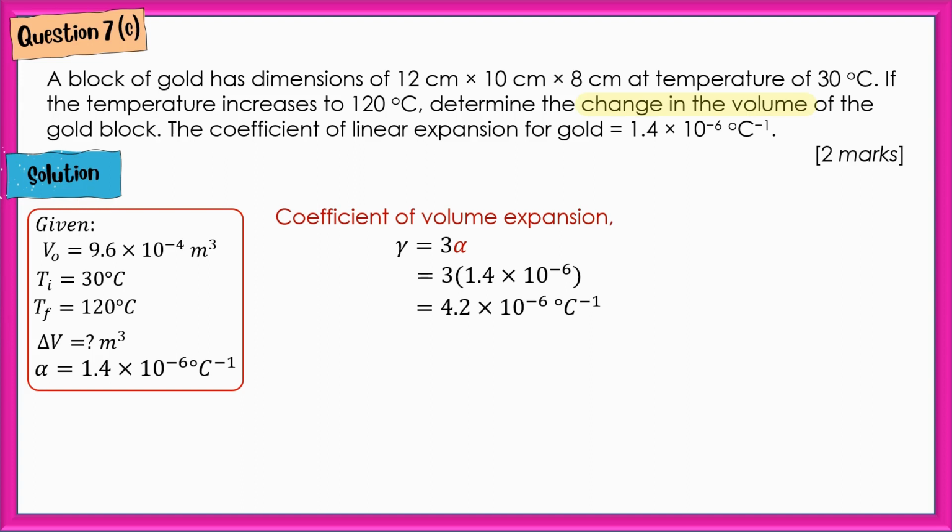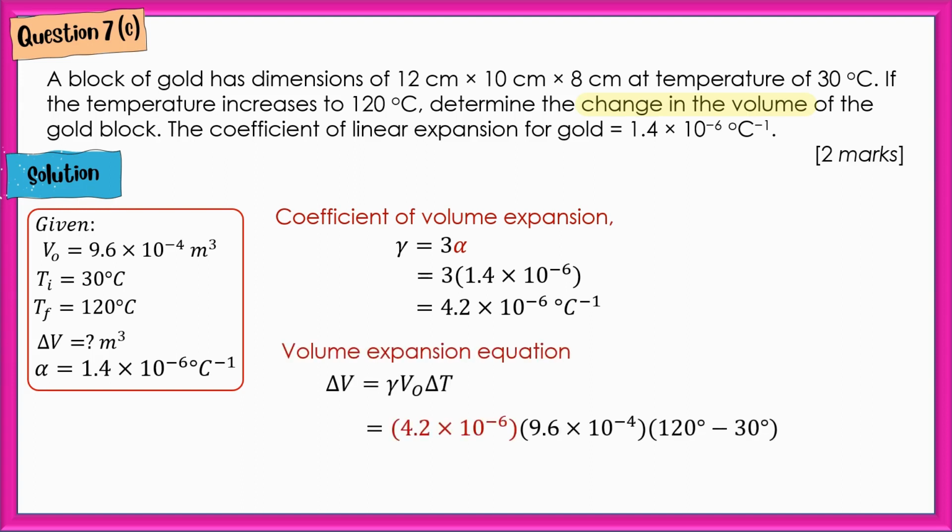After that, if you want to calculate the change in volume, you can use the equation delta V equal to gamma V naught delta T. Substitute the value for the gamma that you have calculated, and then V naught and also the change in temperature. You will get that the change in the volume for the gold is 3.63 times 10 power of negative 7 meter cube.